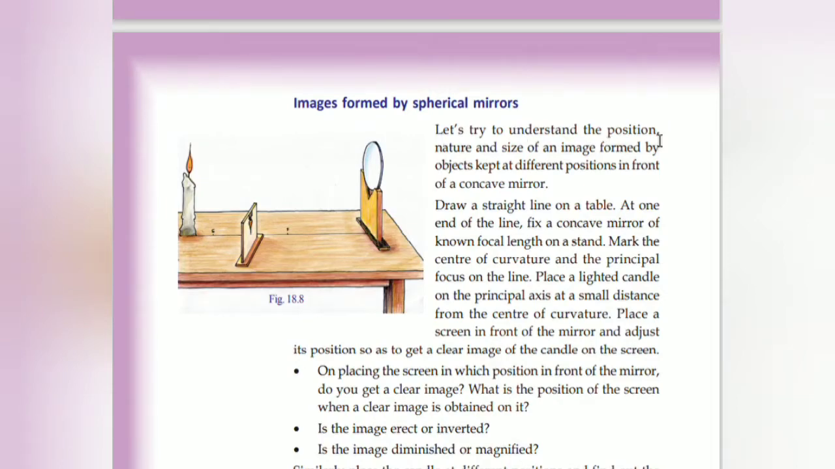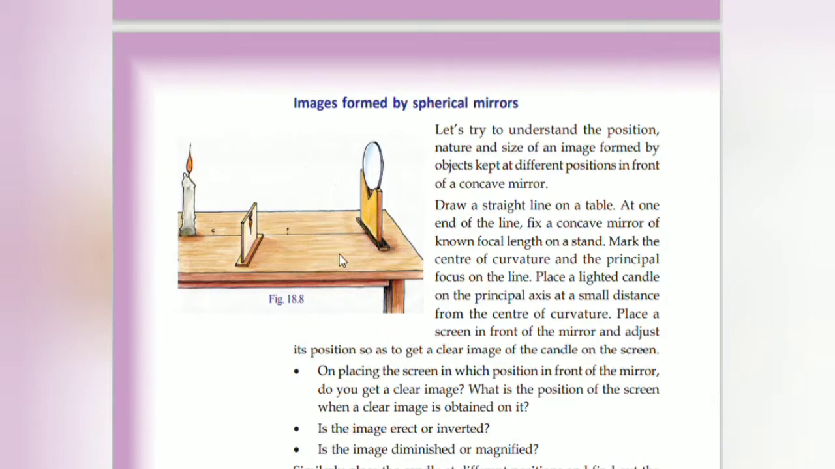Images formed by the spherical mirrors. Let's try to understand the position, nature and size of the image formed by objects kept at different positions in front of a concave mirror. Draw a straight line on a table. അപ്പോൾ ടേബിളിൽ നമ്മൾ എന്ത് ചെയ്യണം? ഒരു സ്ട്രെയിറ്റ് ലൈൻ വരയ്ക്കണം അല്ലേ? At one end of the line, ലൈനിന്റെ ഒരു എൻഡിലേക്ക് നമ്മൾ എന്താണ്? Fix a concave mirror of known focal length on a stand. Concave mirror എന്താണ്? Known focal length. Focal length അറിയാവുന്ന ഒരു കോൺകേവ് മിറർ നമ്മൾ അവിടെ പ്ലേസ് ചെയ്യണം.